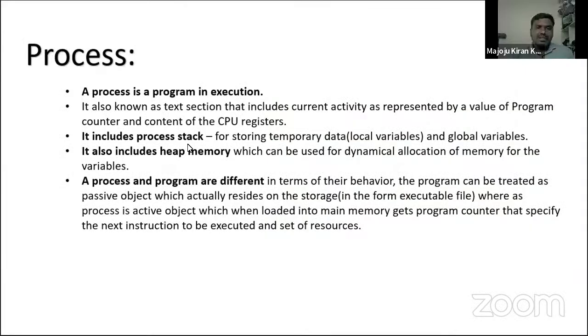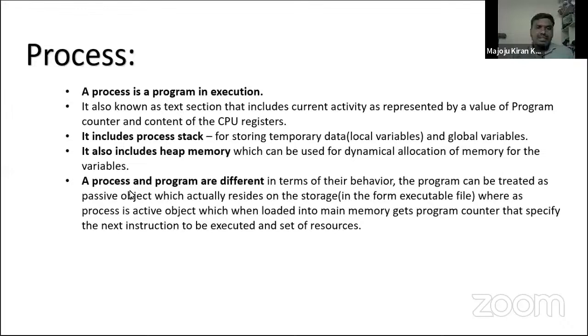Every process has several attributes, like the process stack. The process stack is one element of the process that stores temporary data, where local variables and global variables are stored. It also has the heap memory. The heap memory is for dynamically allocating memory for variables. The process also contains several other attributes, and we'll be discussing them.